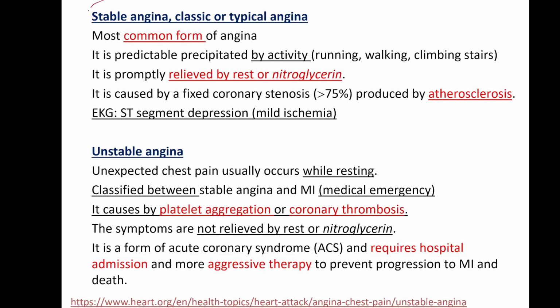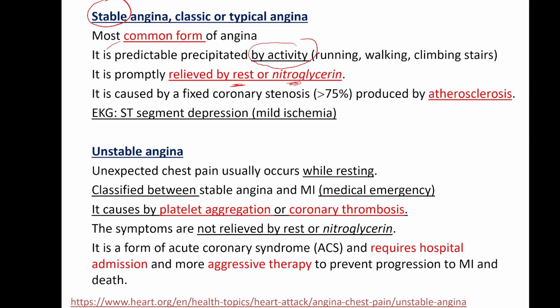Stable, classic or typical angina is the most common form of angina. It normally happens during activity or exercise, such as running, walking, or climbing stairs. It is normally relieved by rest. When the patient rests, the pain dissolves, or when the patient takes sublingual nitroglycerin under the tongue, the symptoms resolve.